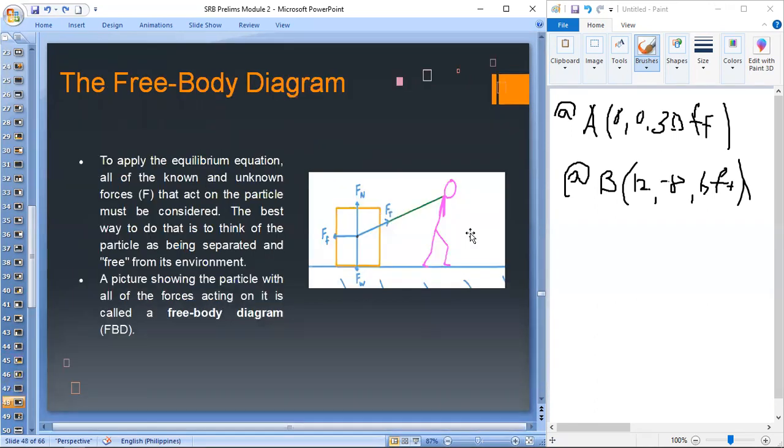Next is the free body diagram. Yung nangyayari sa forces mo, since may tao ka dito, picture the particle with all the forces acting on it, called the free body diagram. So yung weight, yung force sa pataas na reaction, yung friction, yung pigil, and your tension here. So basically, six.